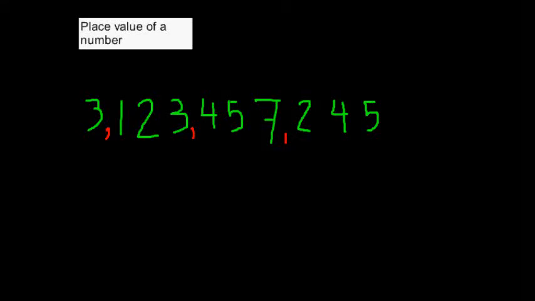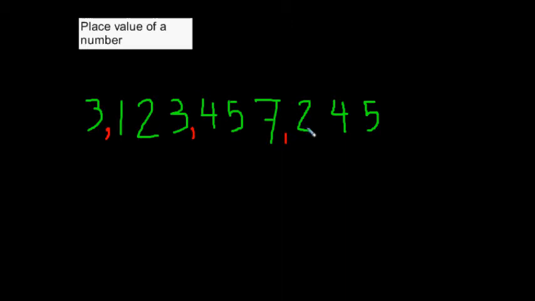Okay, we have the place value of a number. Let's see how we are going to identify the place value of a number. If you see here, we have a number that is made of 10 digits. Okay, this is a huge number.